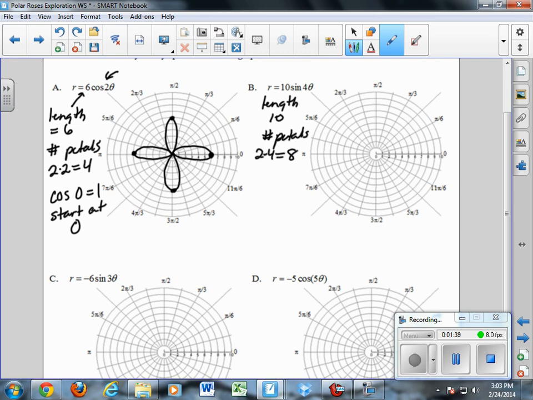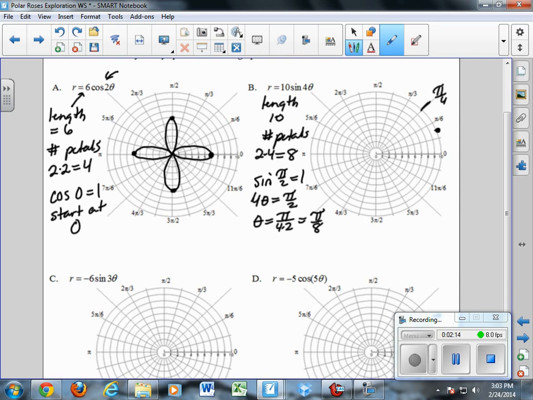Now with sine, though, we have to recognize that sine of pi over 2 equals 1. So we want to figure out where 4 theta equals pi over 2. That would give us our maximum value, which would be the tip of where the first petal starts. So theta is equal to pi over 2 divided by 4, which is pi over 8. So the first petal starts at pi over 8. Well, this value right here is pi over 4, so halfway would be pi over 8. So my first petal is going to start at pi over 8, which is right there.